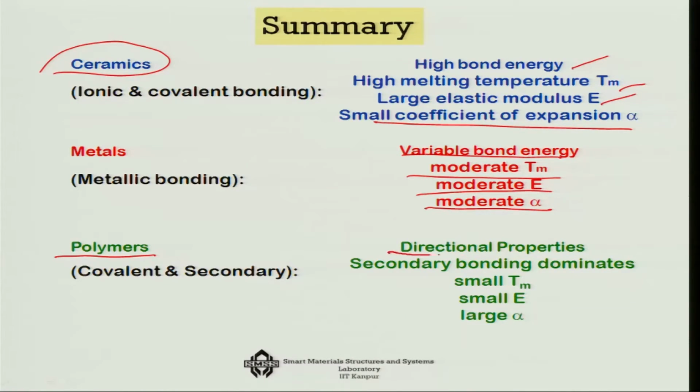They have directional properties, because they have some amount of carbon-carbon bonding, which is directionally strong, and they also have secondary bonding. It varies, but generally if the secondary bonding dominates, then you get a small melting temperature, small modulus of elasticity, and a large coefficient of expansion. So, that much we can predict from the atomic bonding of these various types of atoms.